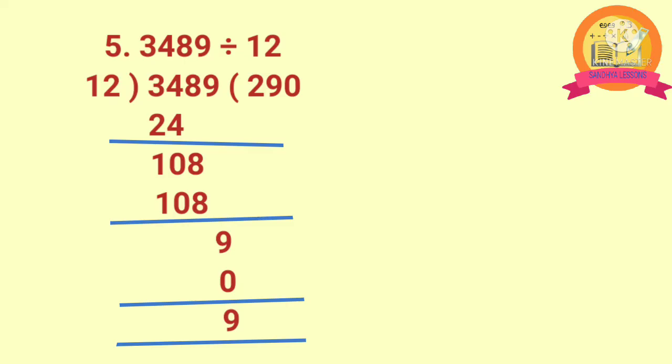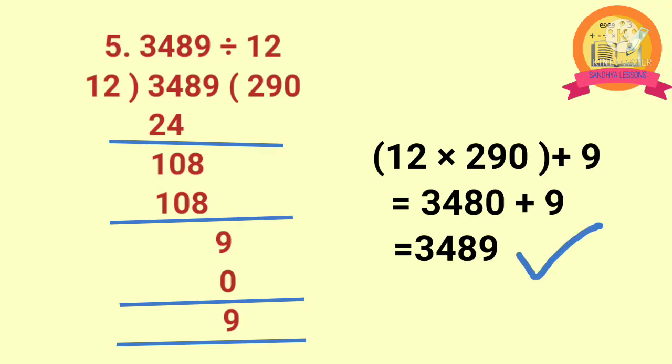Fifth problem, 3489 divided by 12. After dividing, we get 290 as quotient and 9 as remainder. For verification, we use the formula dividend is equal to divisor into quotient plus remainder. That is 12 multiplied with 290 plus 9 is equal to 3480 plus 9, that is equal to 3489, which is the dividend. So the answer is correct.